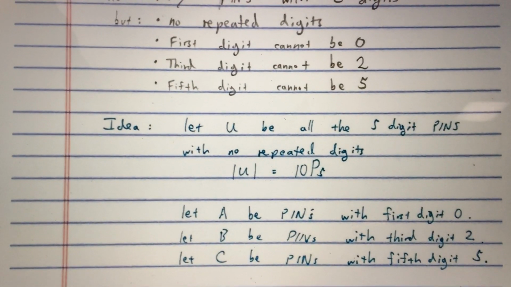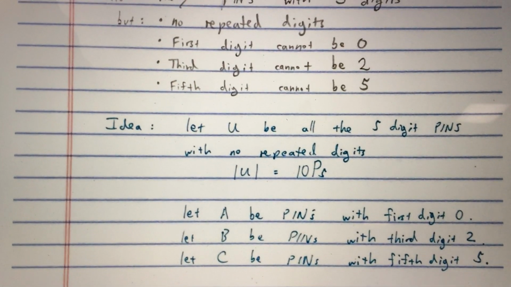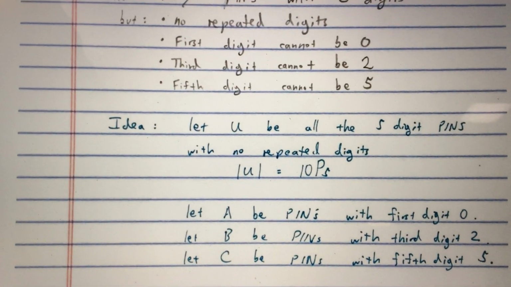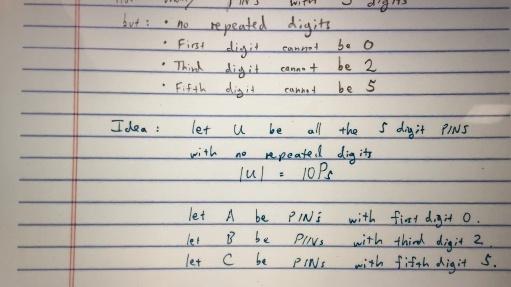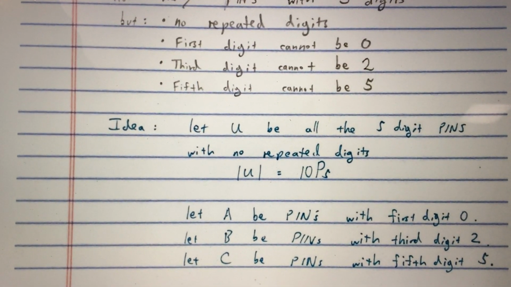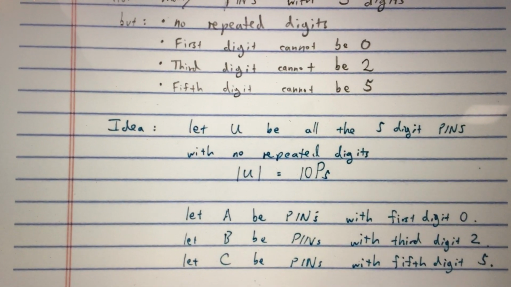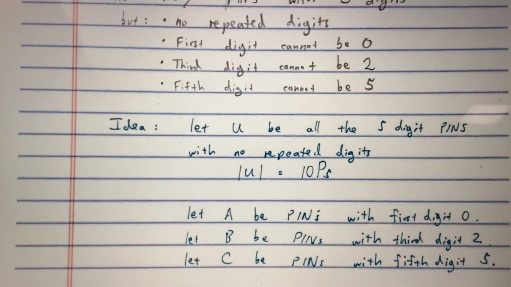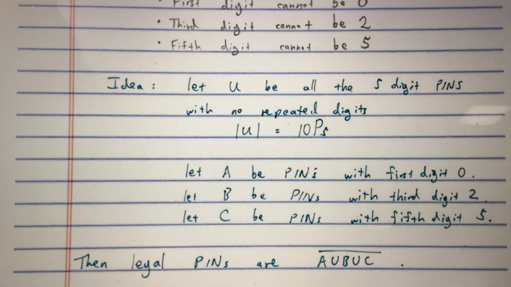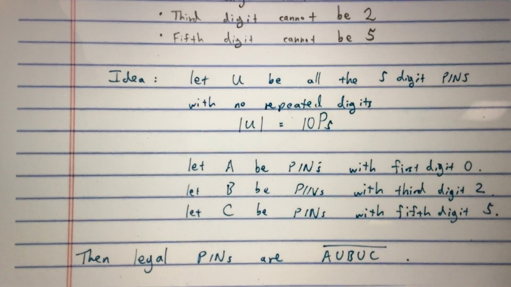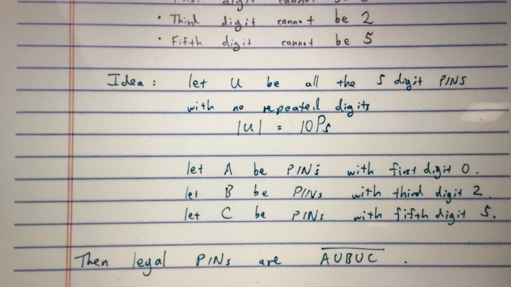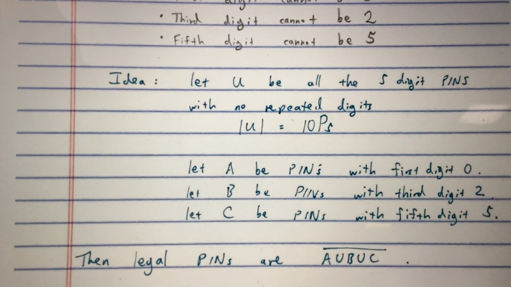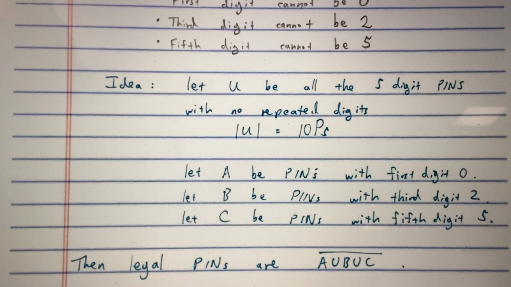Then you write down, I'll call by name, the 3 ways of breaking a rule. A is the PINs with the first digit 0, B is the PINs with the third digit 2, and C is the PINs with the 5th digit 5. Those are all illegal, but they overlap because you could certainly have the first digit 0 and the third digit be 2. The legal PINs are the complement of those 3 sets. Those are all the ways of breaking the rules, and when you complement them, you'll have the ones that you're allowed to keep. So we'll work this out on the board.